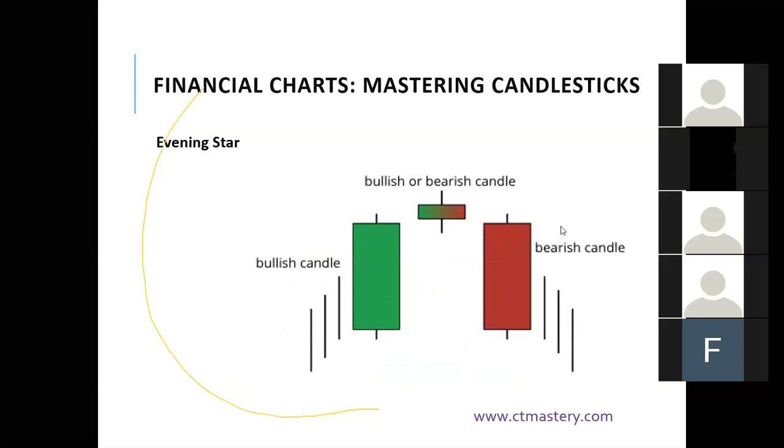The next one, last but not the least in our list, is the evening star. The evening star is the opposite of the morning star. It is considered a strong bearish reversal candlestick pattern, especially if it occurs at the top of an uptrend. It consists of 3 candles.